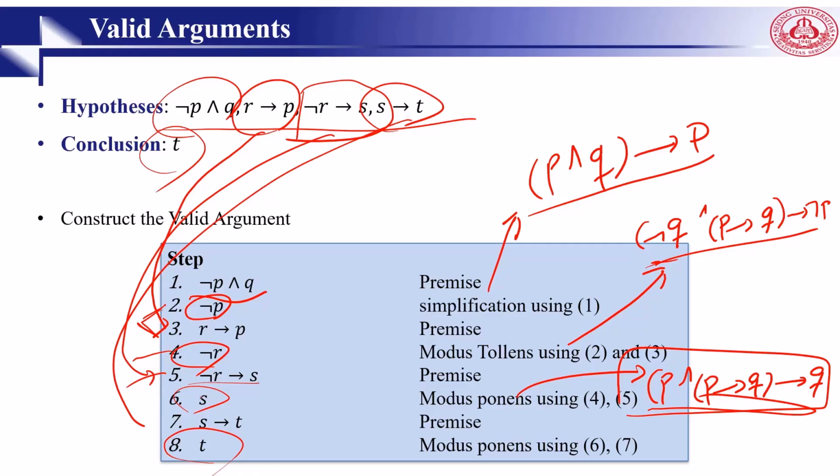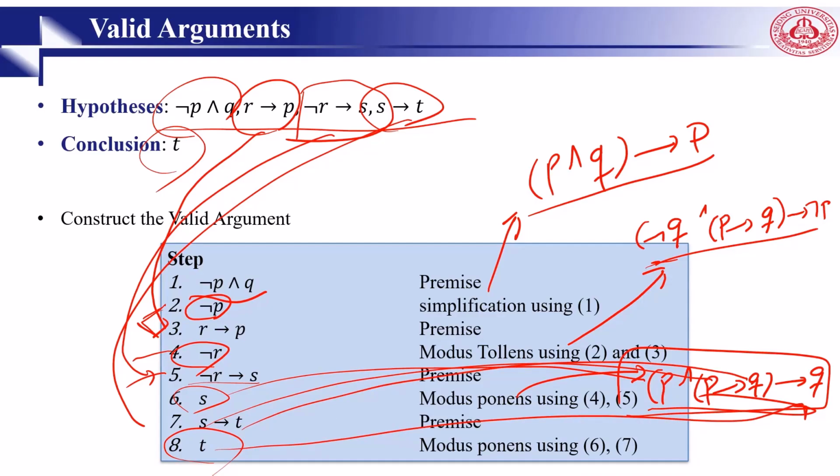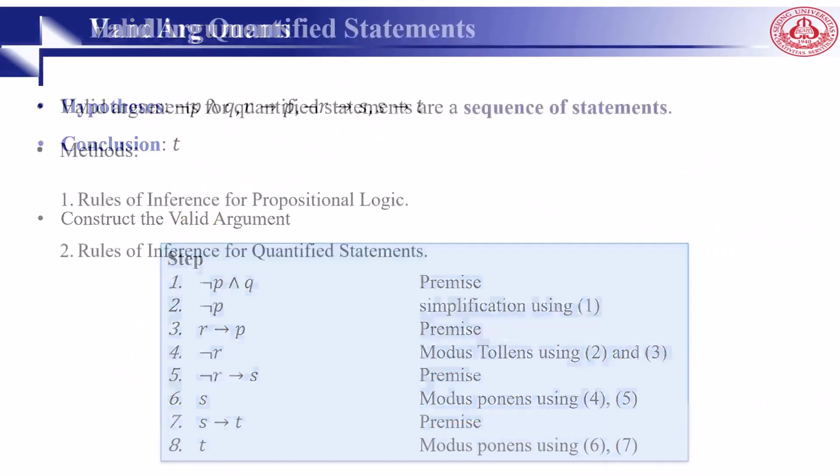Conclusion of T. S and S implies T, it means T. Just simply, instead of S, think about P, and instead of T, think about Q. And finally, you can come to T. This is how we can make a valid argument.